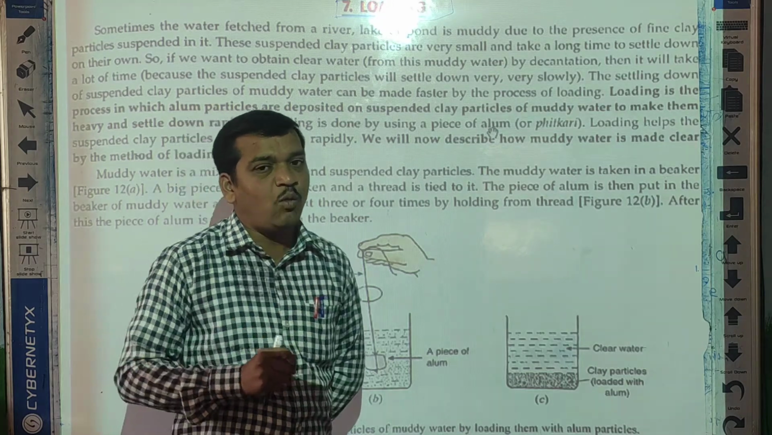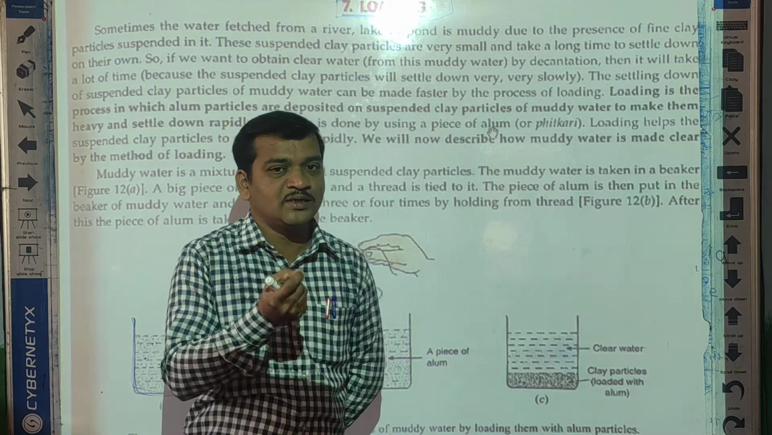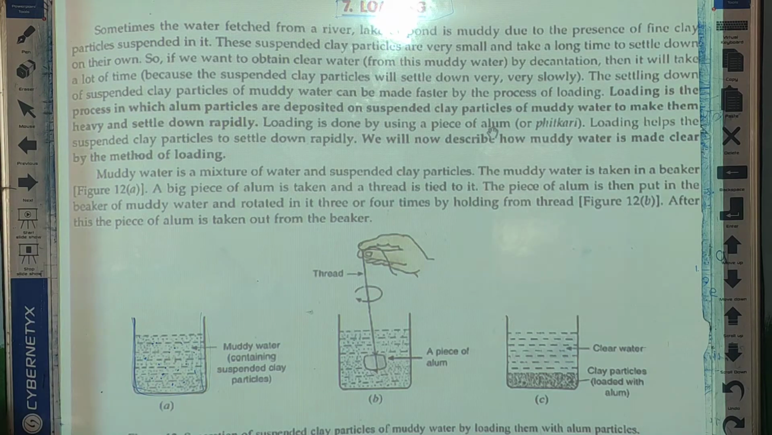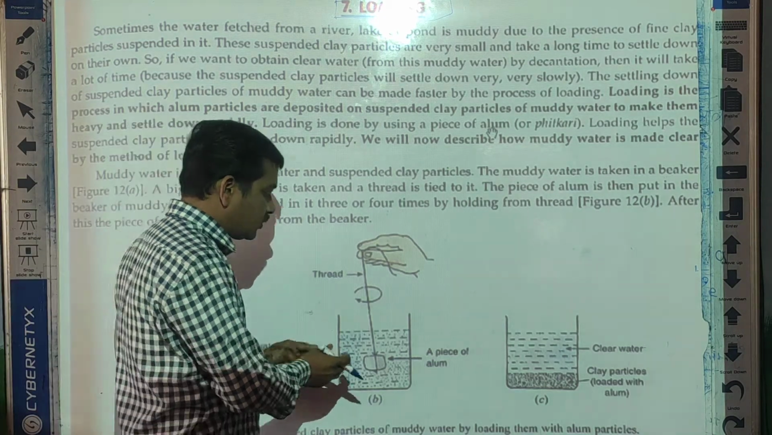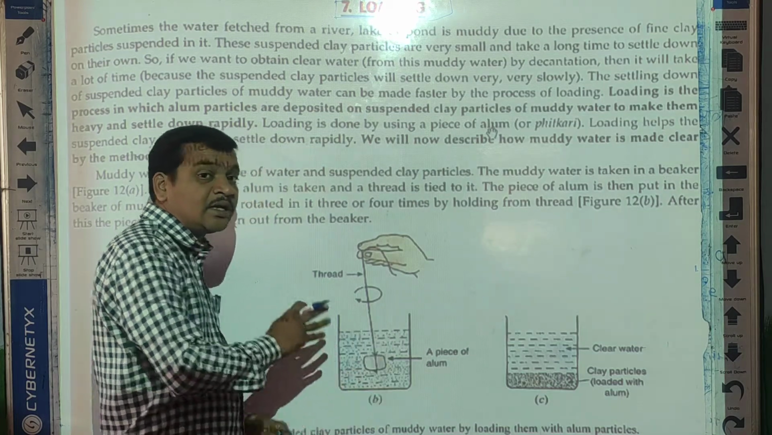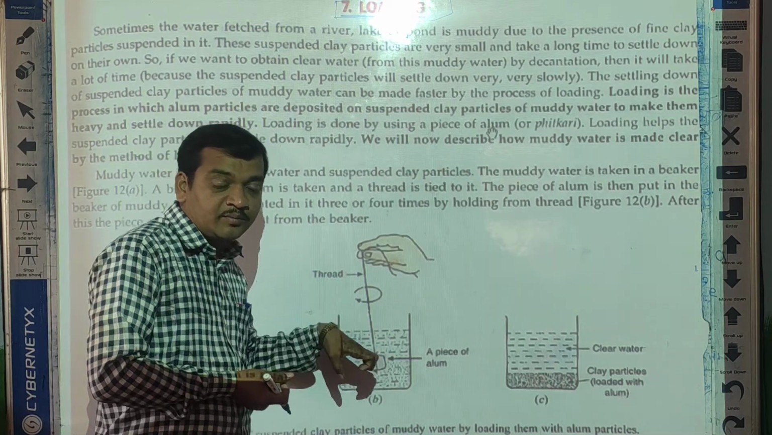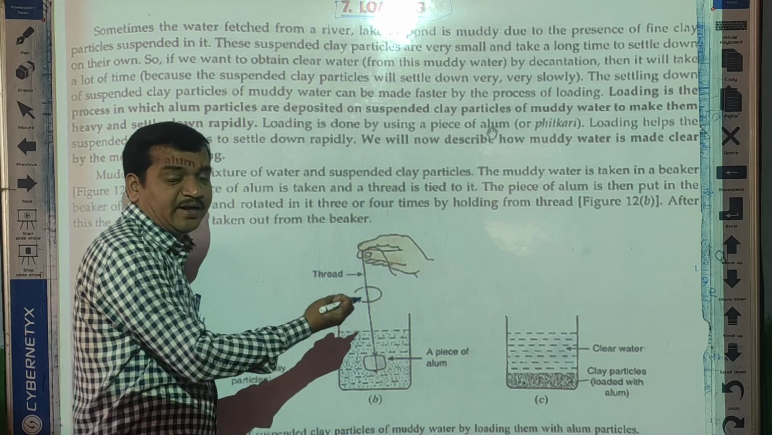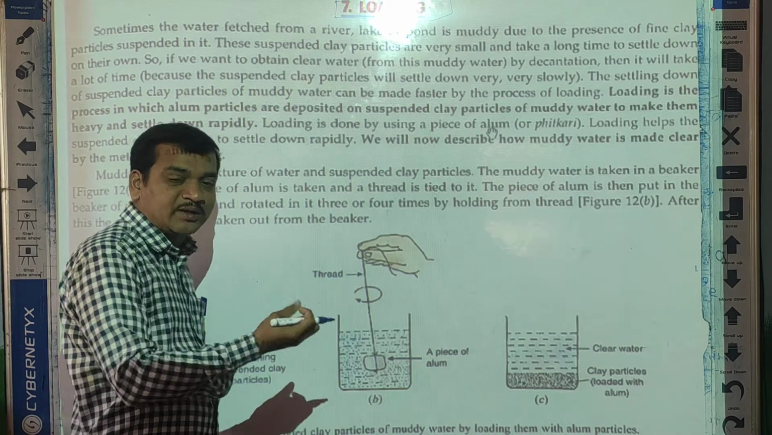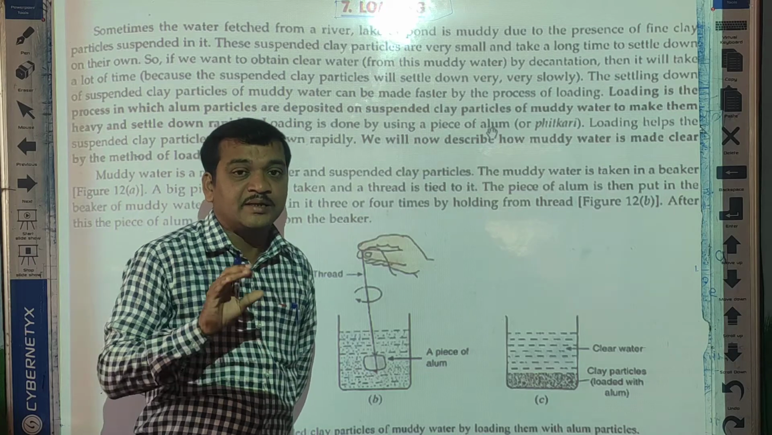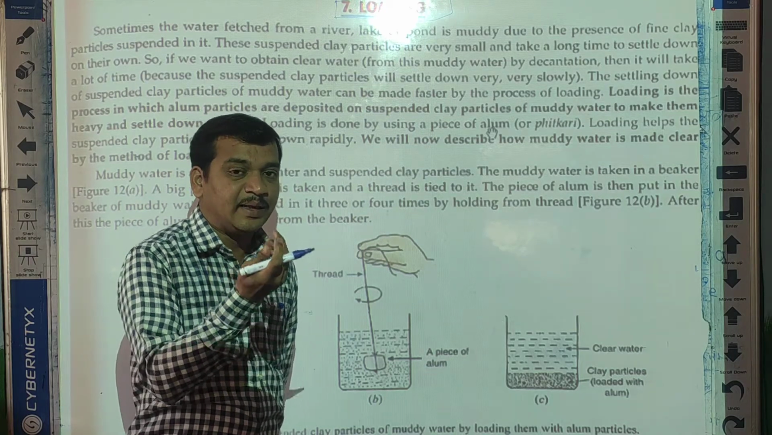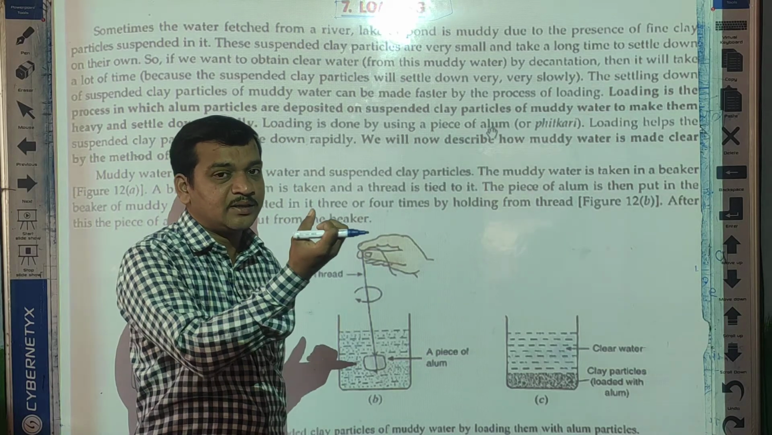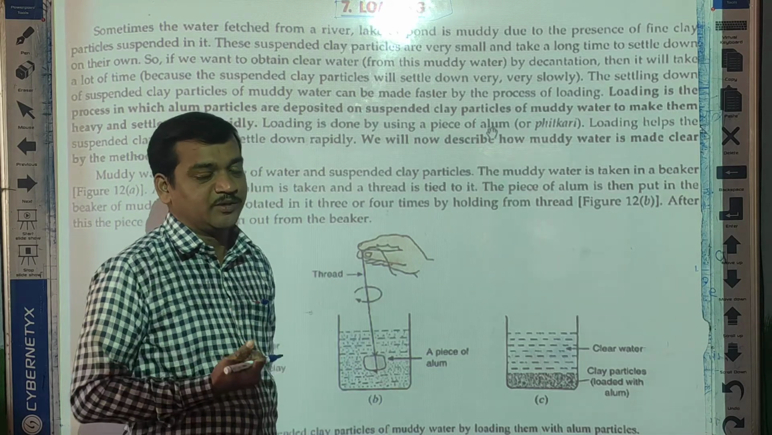So while rotating, what happens? The alum dissolves in water. Some part of the alum dissolves in water, and that alum sticks to the clay particles, and the clay particles become heavier, and due to the heaviness of the particles, the particles settle at the bottom.